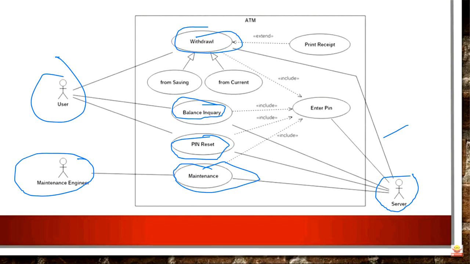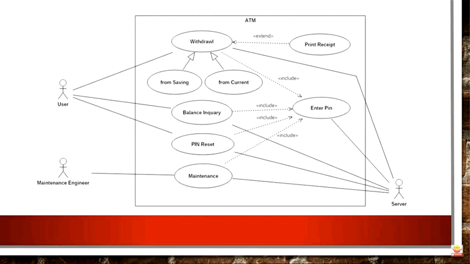Now you can see what is happening inside the system. If the user is trying to make a withdrawal from the ATM, he has two options, either from savings or from current. What is this relationship? Include, extend, or generalization? Generalization, right? A direct arrow is generalization, a dotted arrow is include and extend. So if the user is trying to make a withdrawal, he can do it from the savings account or from the current account.